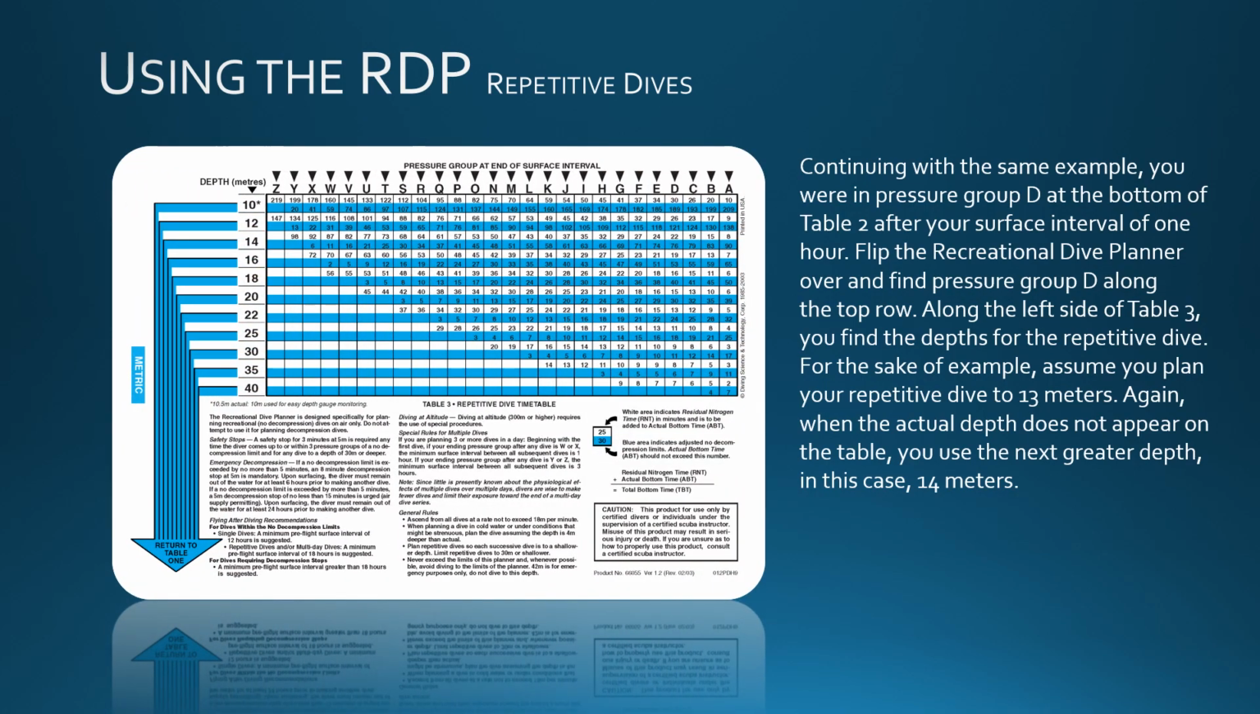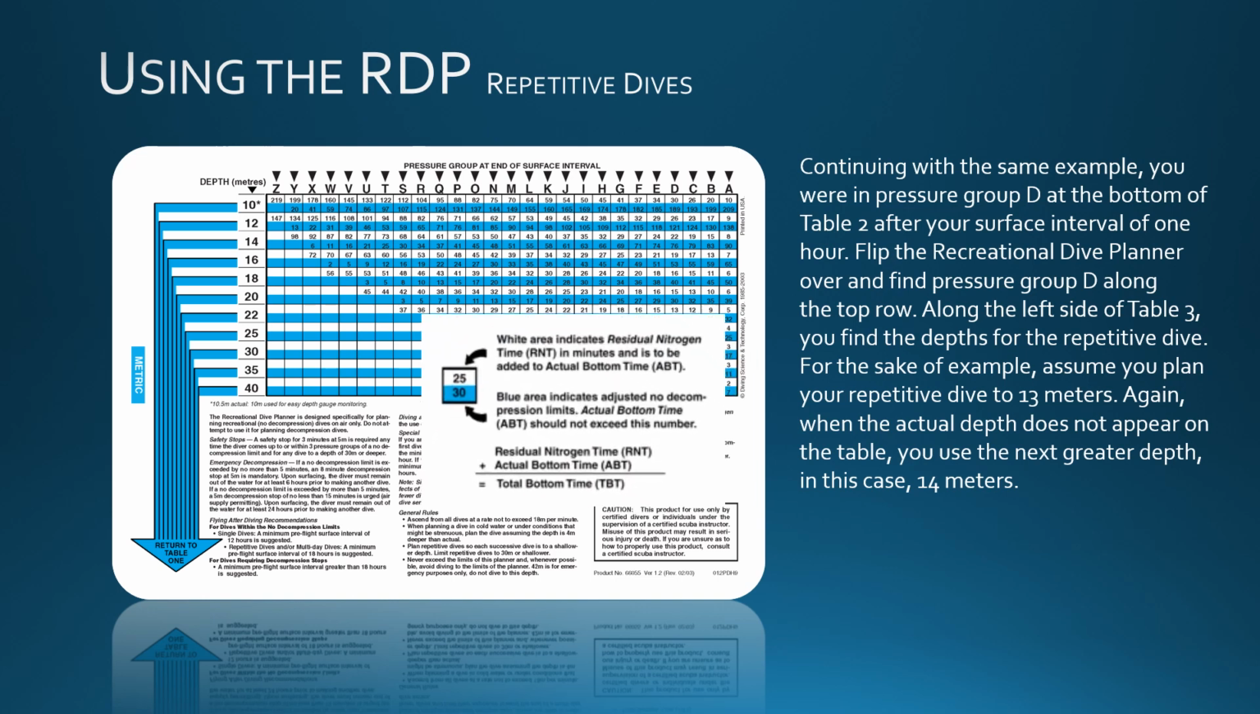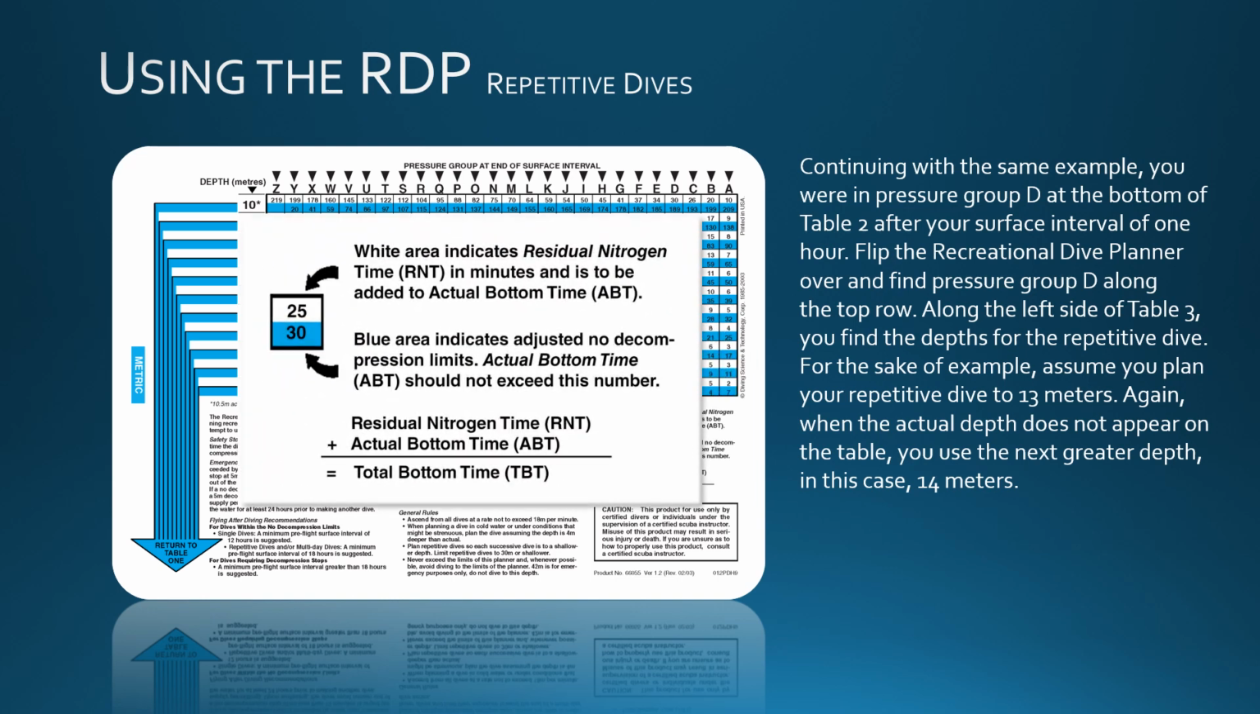Table 3 tells us two things. First, it tells us how much residual nitrogen time we have. Residual nitrogen is the remaining nitrogen in our body from our previous dive or dives, and we account for that using RNT. Secondly, the table gives us our adjusted NDL, no decompression limit. This is the maximum amount of time we can stay at a certain depth in a particular pressure group.